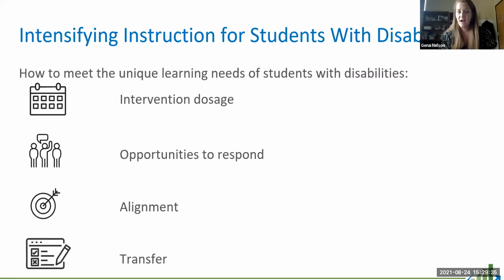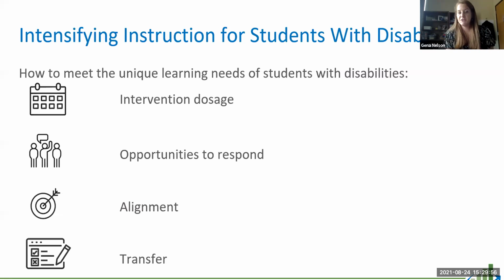Opportunities to respond are impacted by intervention dosage. For example, smaller group sizes can result in more individual opportunities for students to engage with the content. And teachers can increase the frequency and vary the type of response opportunities that students may have in the classroom.